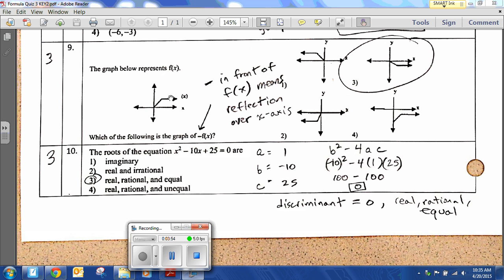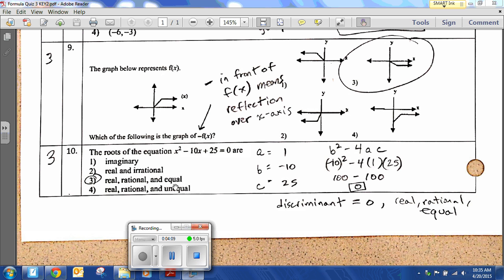Number 9, because we have negative f of x, right, the entire function f of x negates, and that means the y value flips from positive to negative or negative to positive. So it is a reflection over the x-axis. 3 is the answer.